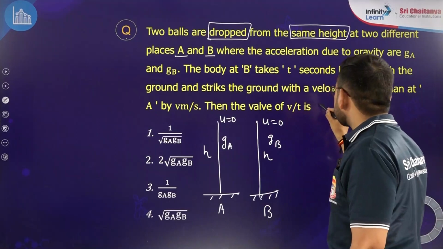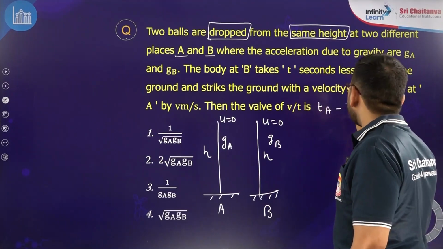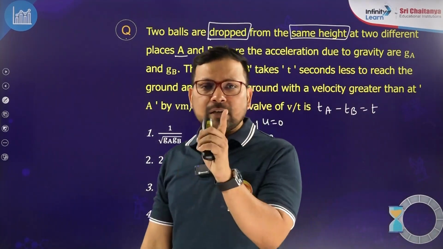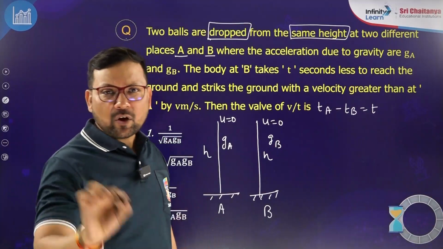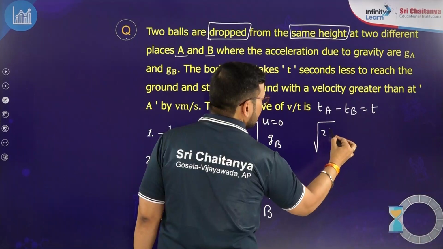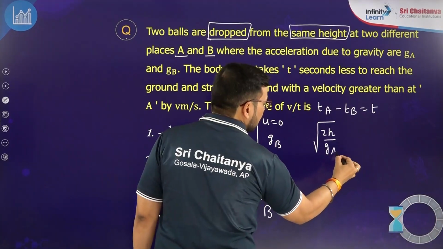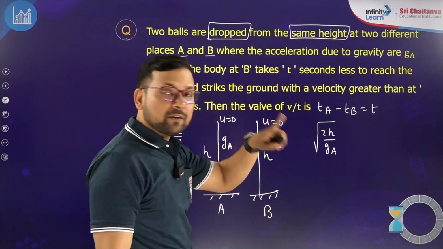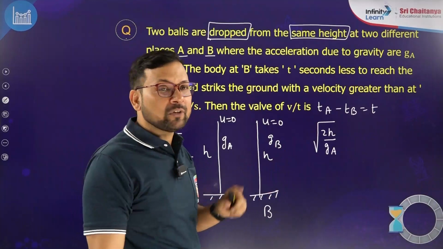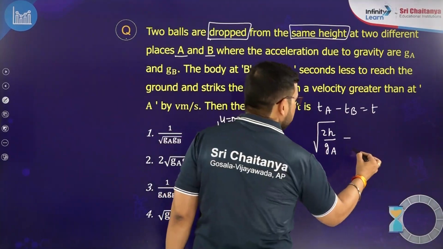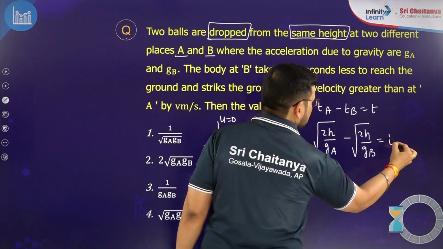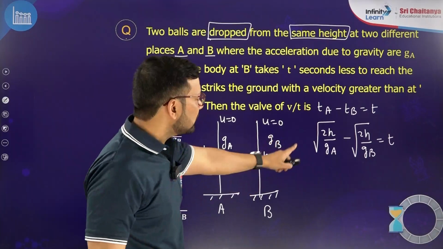It means the question says that Ta minus Tb is equal to T. B takes t seconds less, A takes t seconds more, that is obvious. What is Ta, Tb? Can I write under root 2h by Ga? Again, this is the time of fall in a drop where initial velocity is 0. If initial velocity is not 0, that formula will not be used. Minus root 2h by Gb, that is equal to T. That the question has given, I have only put the formula into it.